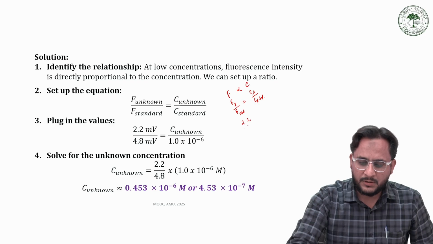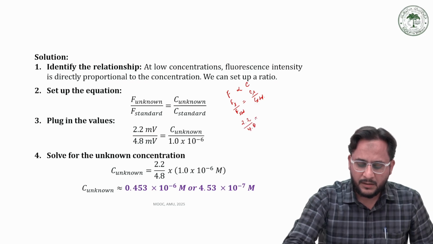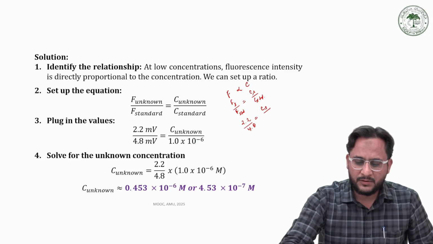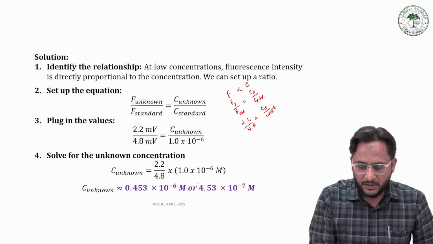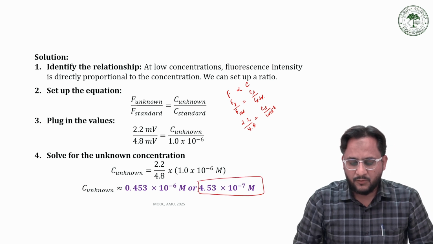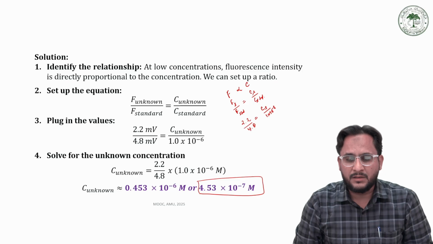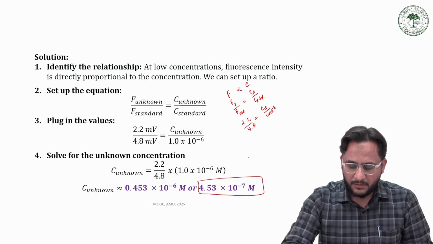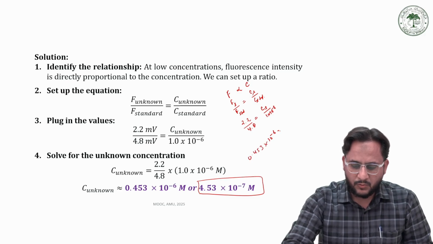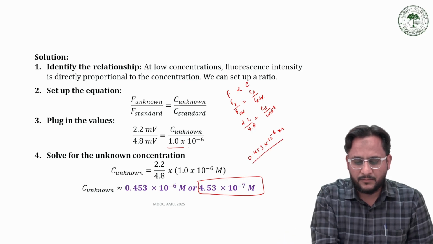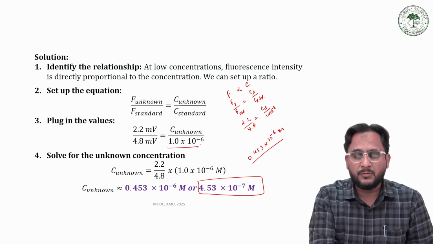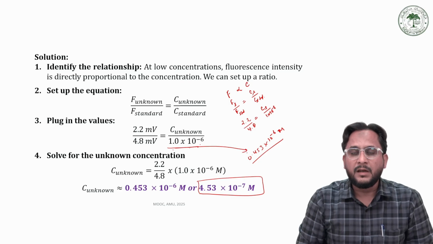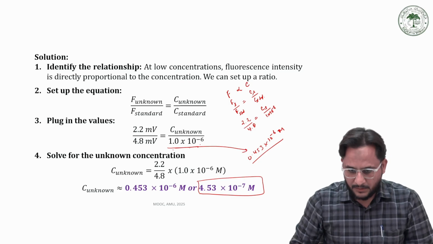So 2.2 millivolts is the intensity, and earlier we have 4.8, while we need to know the concentration of the sample, while the standard is 1 into 10 raised to the power minus 6. We do the calculation and we finally obtain that the concentration of the sample is 4.53 into 10 raised to the power minus 7 molar, or it can also be written as 0.453 into 10 raised to the power minus 6 molar, while in case of the standard it is 1 into 10 raised to the power minus 6. So this has less concentration as compared to the standard.